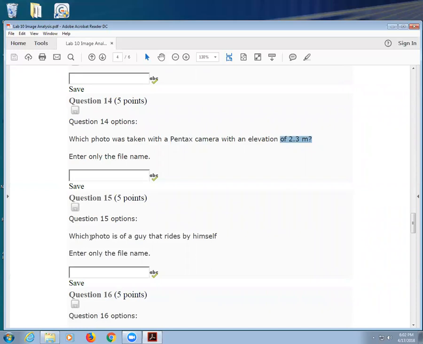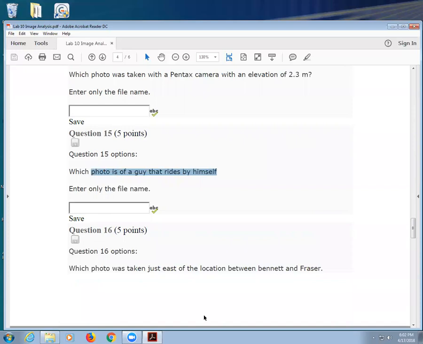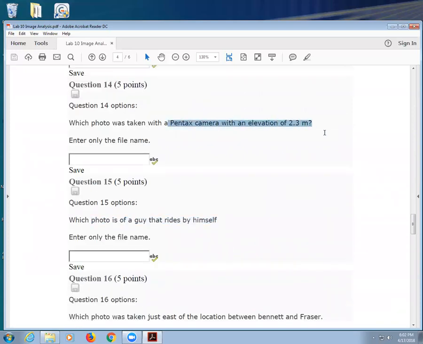Which photo is of a guy that rides by himself? Remember, once you find this Pentax one, you should know if you got the right one or not. So then you cross that one off. It's done. You don't need that one anymore.